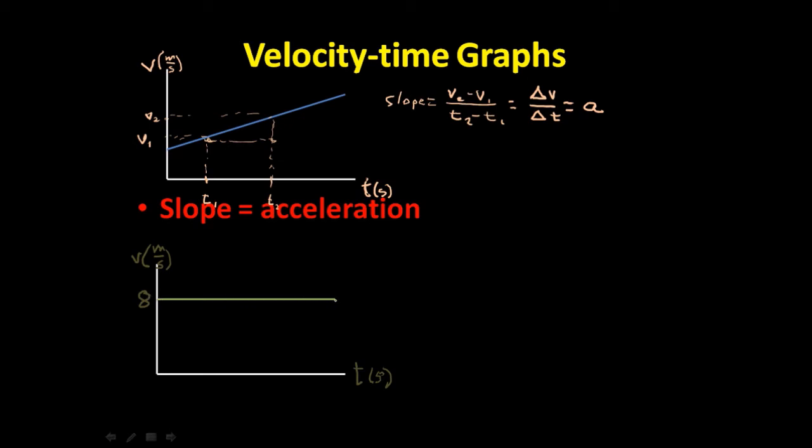By the way, you notice that as time goes on, the velocity stays 8 meters per second. That means it has zero acceleration. Whoa, look at it. Whoa, it has zero slope. Yeah, that's right. The slope and the acceleration are the same when you're talking about a velocity time graph.